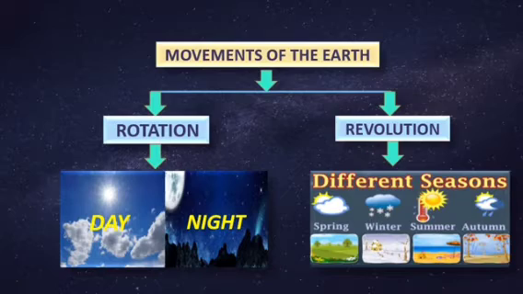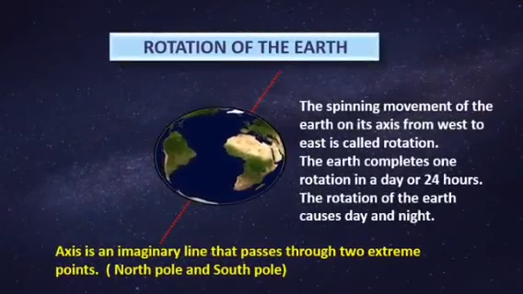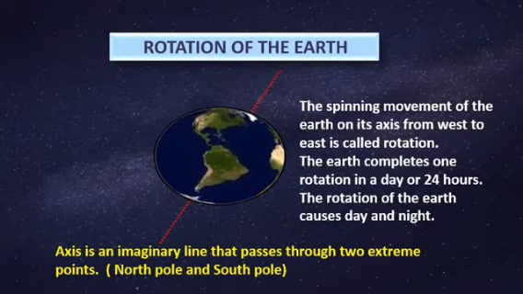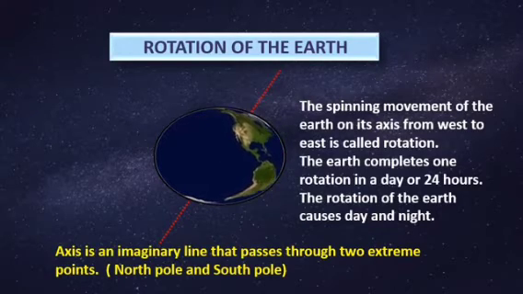The Earth has two types of movements. They are rotation and revolution. Rotation causes day and night, and revolution causes seasonal changes. Let us study about rotation and revolution in detail. What is rotation of the Earth? The spinning movement of the Earth on its axis from west to east is called rotation.